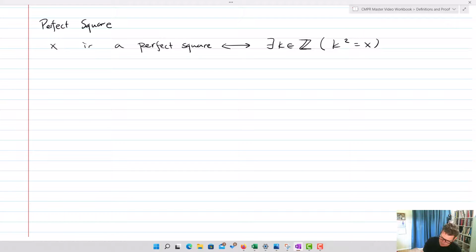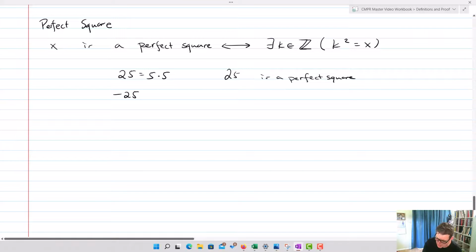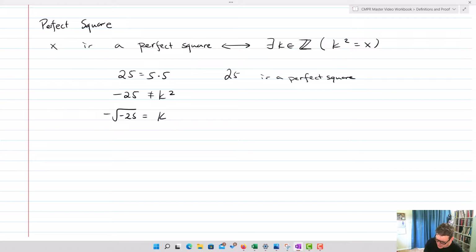So like, for example, all right, good example of this, 25. 25 is equal to 5 times 5. That works. And so 25 is a perfect square. Notice that 5 isn't the perfect square, 25 is the perfect square. On the other hand, negative 25 can't be created by multiplying two integers together. Negative 25 is not equal to a k squared, okay? Because then you're going to get k is going to equal the square root of negative 25, and the square root of negative 25 is not an integer.